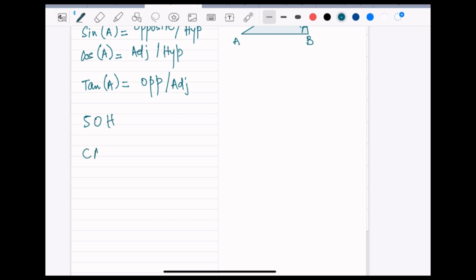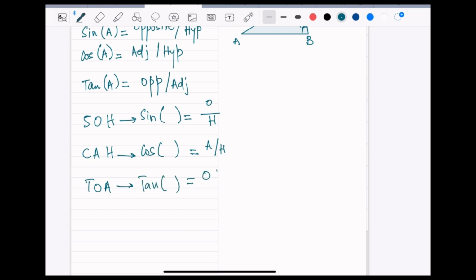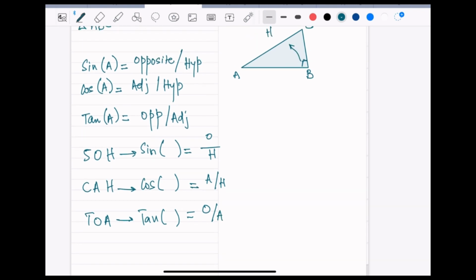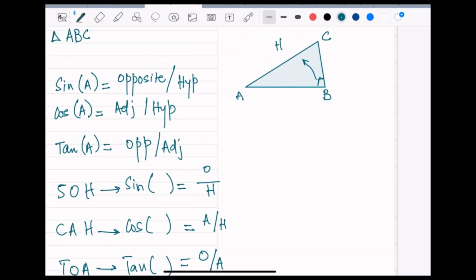So, SOH CAH TOA, which means sine of an angle. Remember that sine has to be with an angle. It cannot be without an angle. So sine is opposite over hypotenuse, cos of an angle is adjacent over hypotenuse, and tan of an angle is opposite over adjacent.